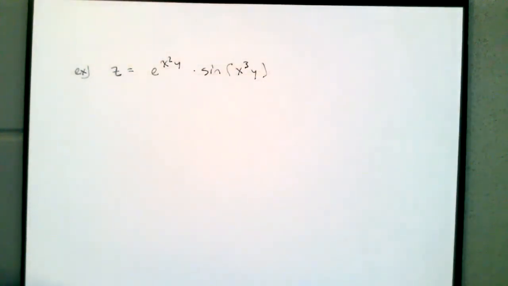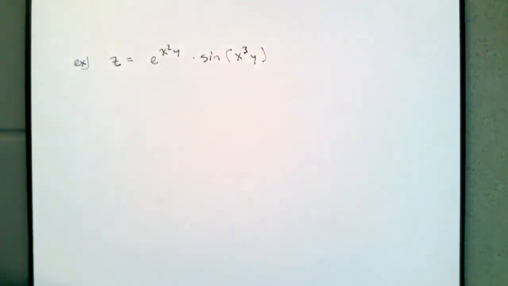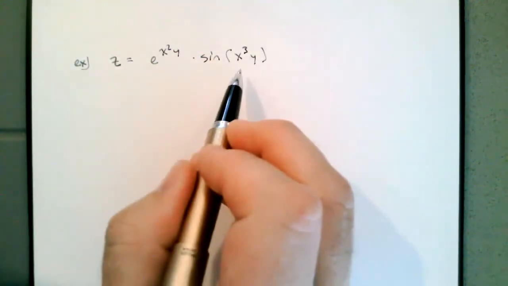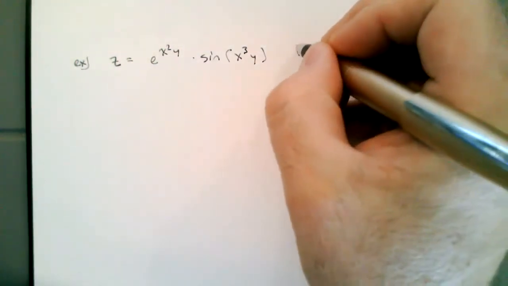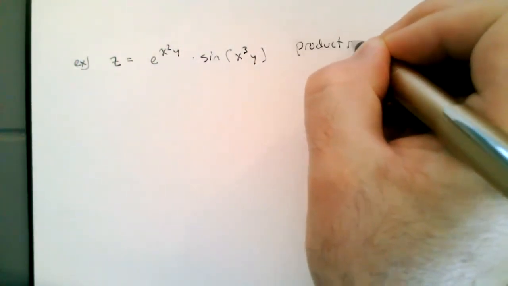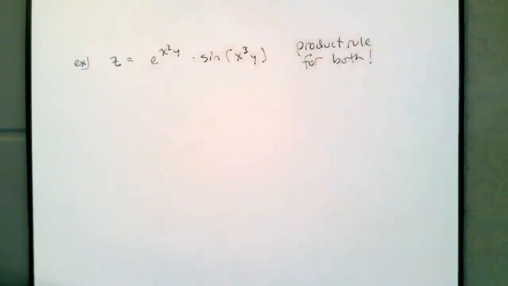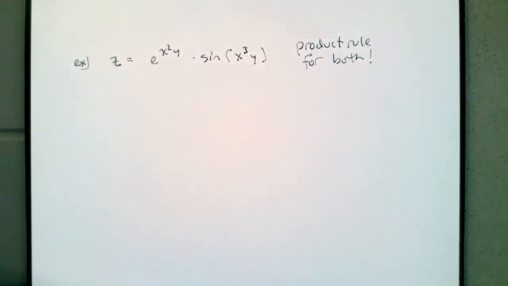Now I have product rule for both. I have a function of x times another function of x. I have a function of y times another function of y. So this would be product rule for both. Other than this technical thing that we have to get used to, this skill that we have to build up, the way we interpret these derivatives is the same as the way we interpreted derivatives before.